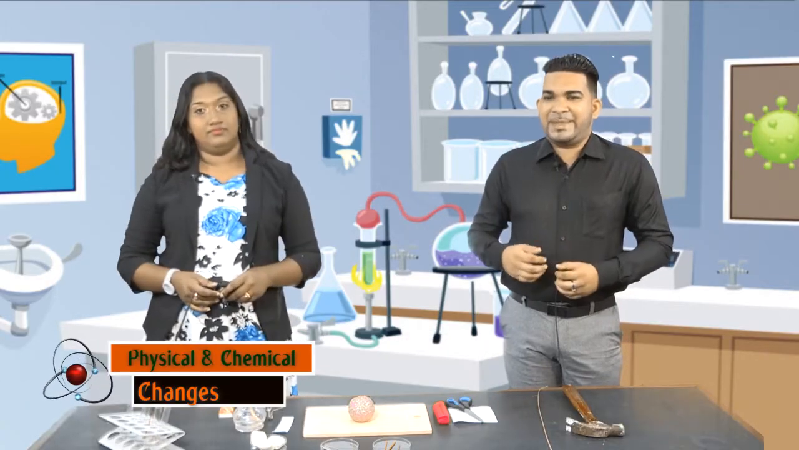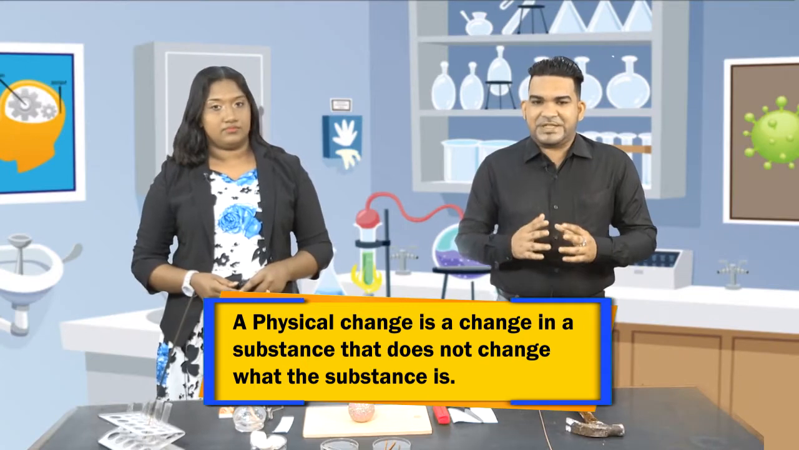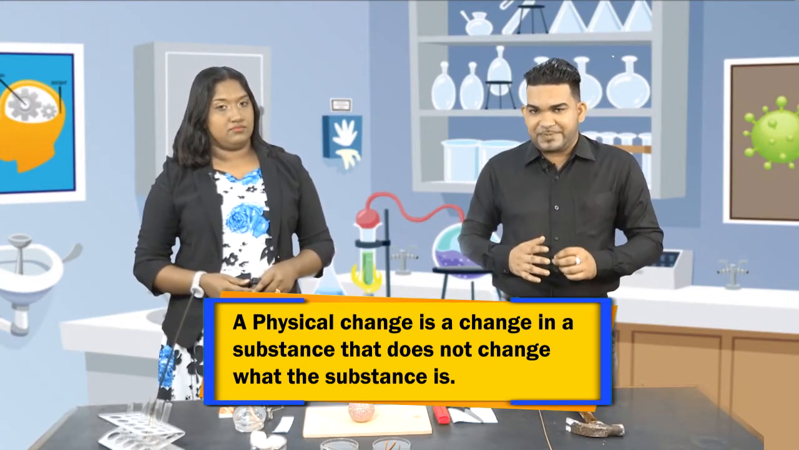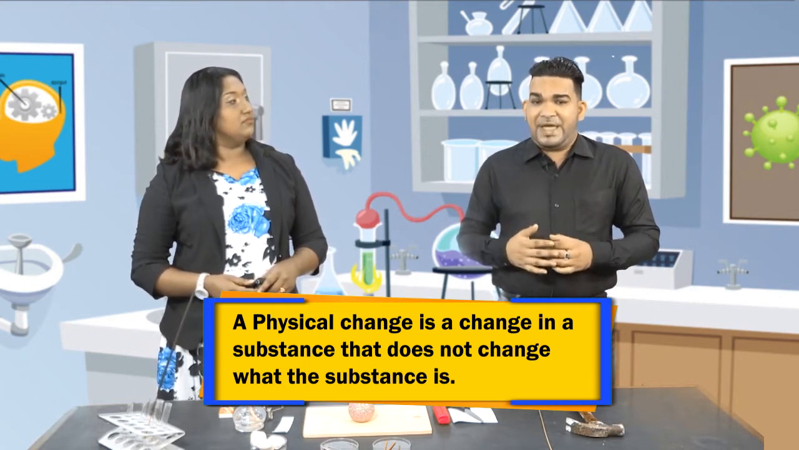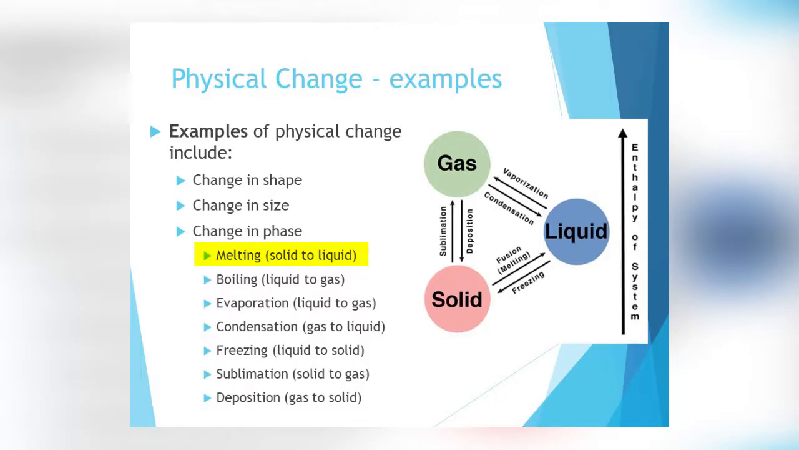So students, let us go straight into what a physical change is. A physical change is a change in a substance that does not change what the substance looks like. Examples of physical change would include a change in shape, a change in size, as well as change in phases. Now, when we talk about change in phases, boys and girls, we're simply talking about melting.